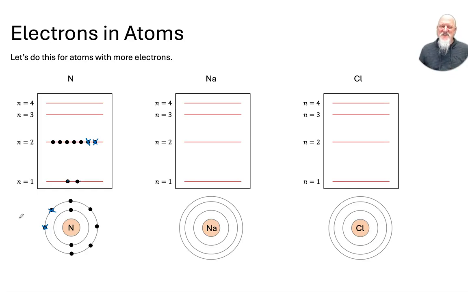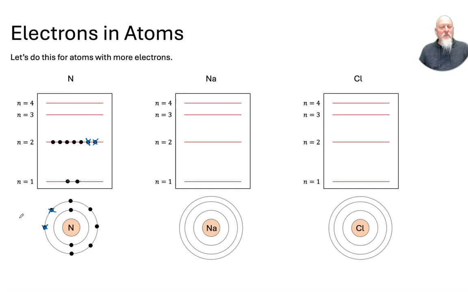It's got an atomic number of 7, so it's got 7 protons, 7 electrons. So the first 2 electrons go here, in the inner energy level, and then the last 5 go in the n equals 2 level. So 1, 2, 3, 4, 5. And that means there should be 5 in that n equals 2 level.